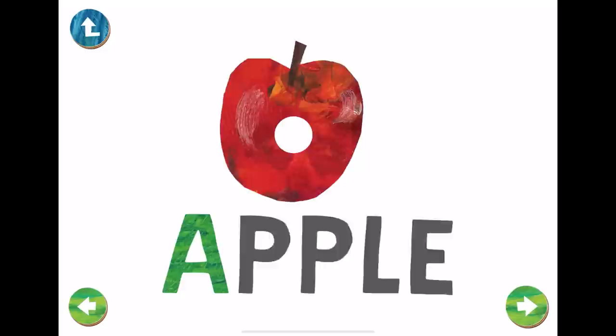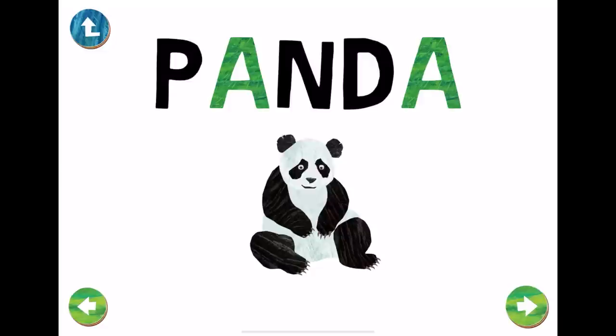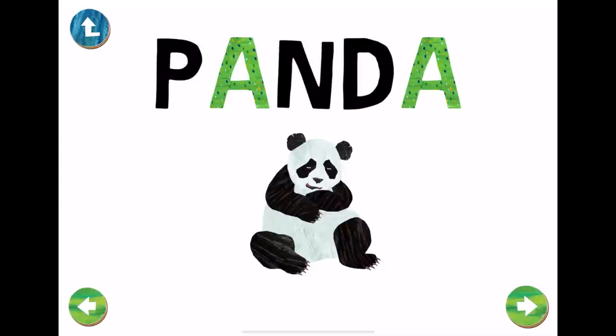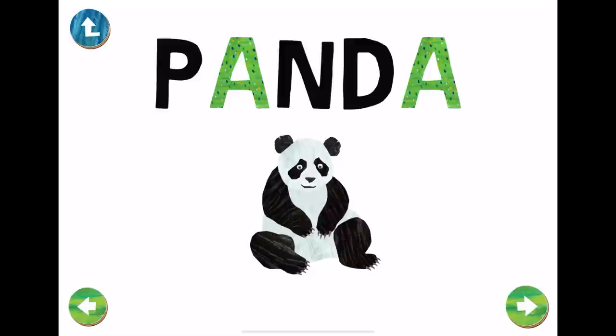A is in the word panda. How many A's can you see? Panda. Trace the letter A with your finger.